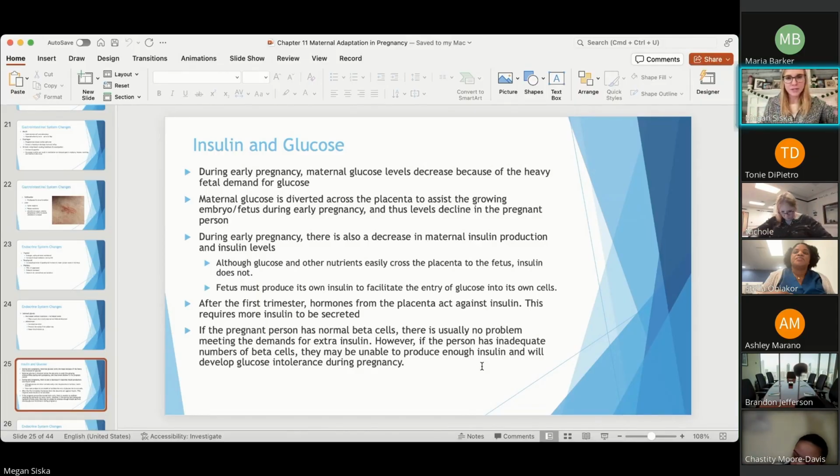So mom is giving glucose to baby, but baby makes its own insulin.